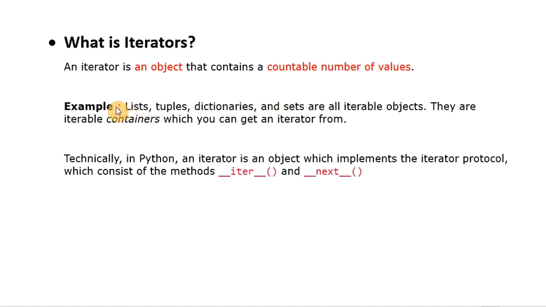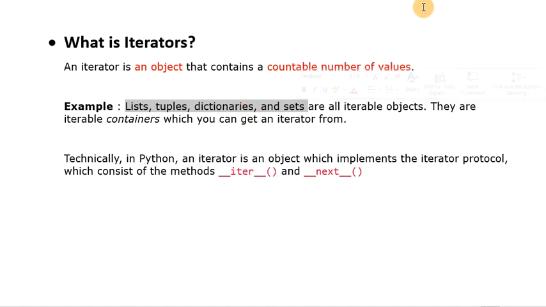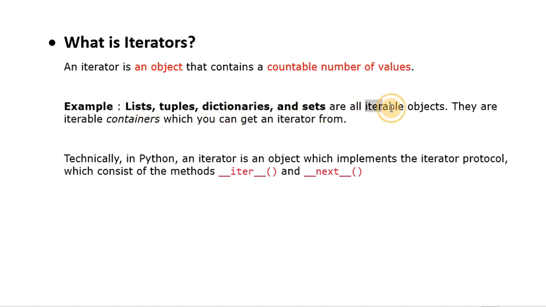There are a few examples. We have already gone through the built-in data structures of Python: lists, tuples, dictionaries, and sets. We have already covered all of these in our previous episodes. If you have not watched those episodes, I am going to link them in the top right section, so you can find the video there and watch it again for a better understanding. These data structures are iterable objects.